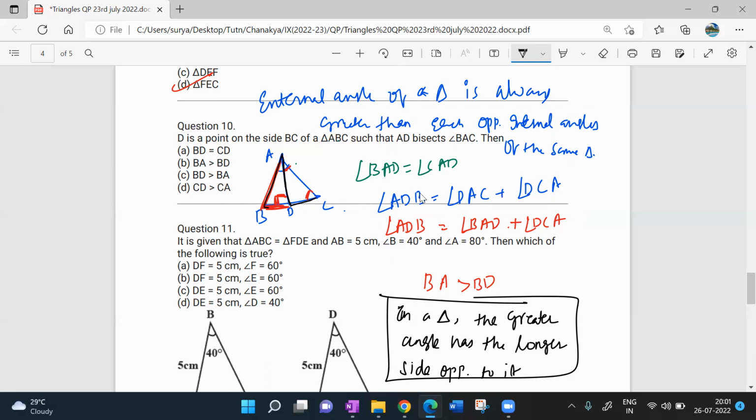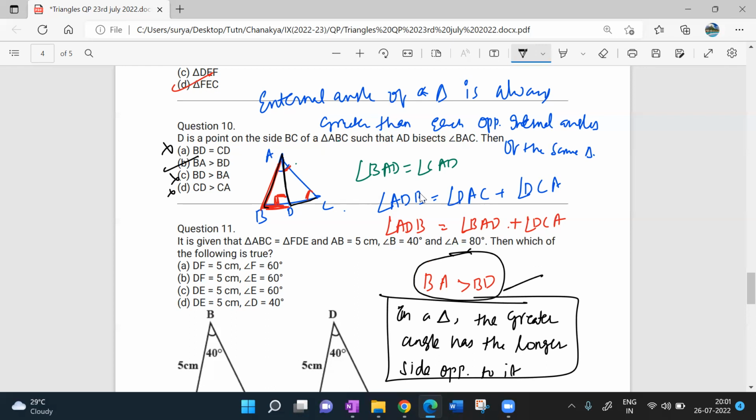ADC is greater than CAD, you can say that. Why? Because CAD and BAD are both equal. Now, by using this, I can say BA is greater than BD, so option A is not possible. Only option B is correct. Why? Because options C and D have been deleted. Option A is possible only if it is an isosceles triangle.